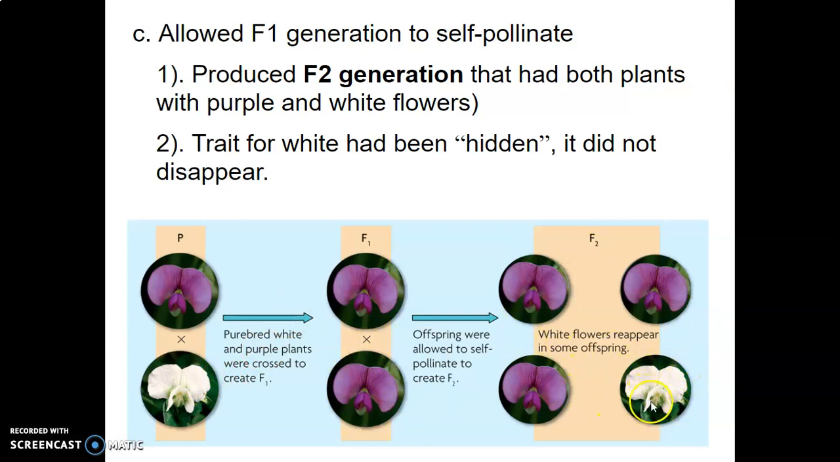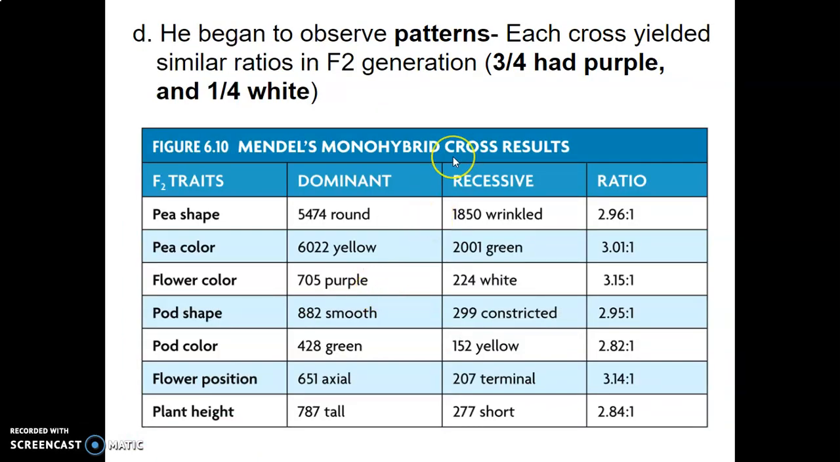Here's where the interesting thought came in. Why did the white come back? It had been hidden, so to say, but it didn't disappear completely. It came back in this F2 generation, even though its parents were both purple. What he saw was patterns.